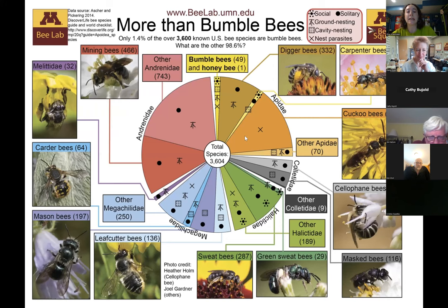All right, so we have a lot of different species of native bees here in Minnesota and across the entire United States. There are nearly 4,000 different species of native bees, but bumblebees make up only 1.4% of those species of native bees.